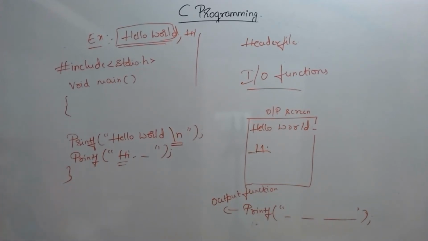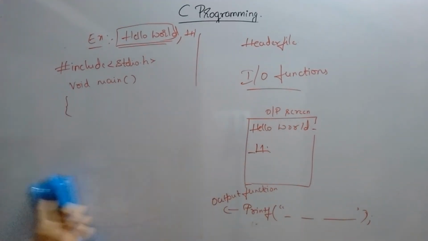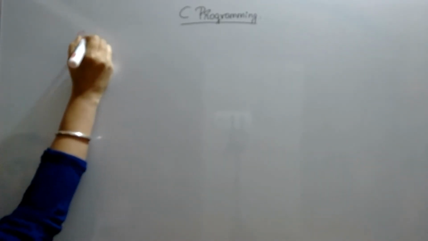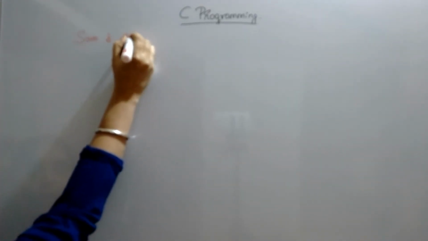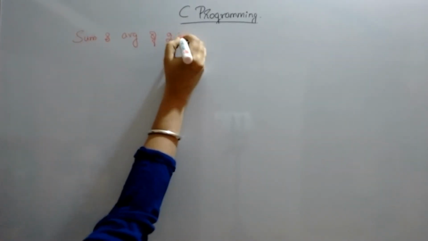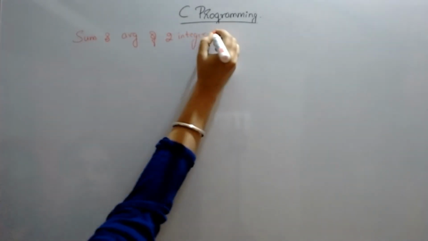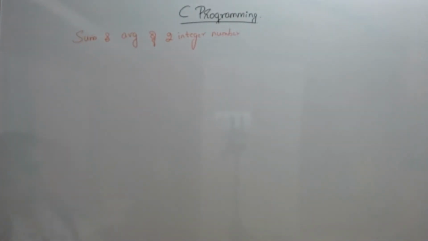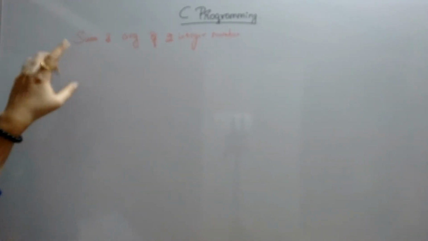Now let us write another simple C program so that you can understand better. Let us write a C program to calculate sum and average of two integer numbers. Before writing a program, first of all we have to understand what the question given is. Here they have given to write a program to calculate sum and average of two integer numbers.